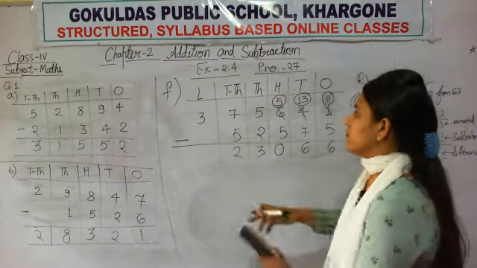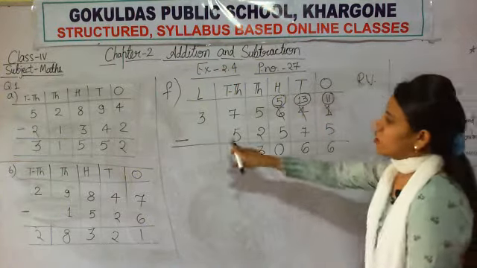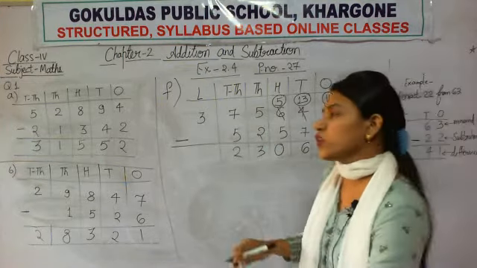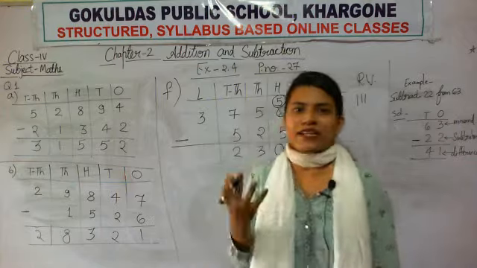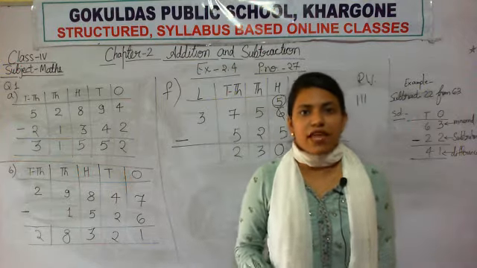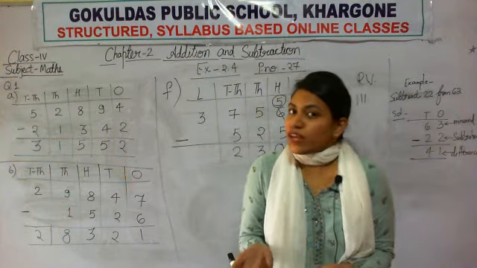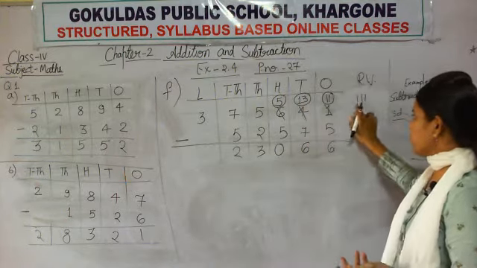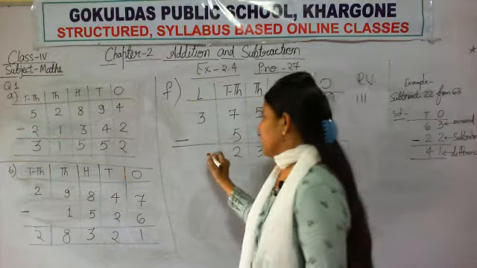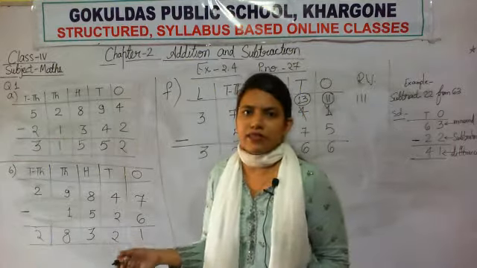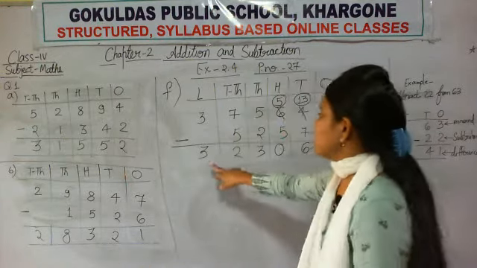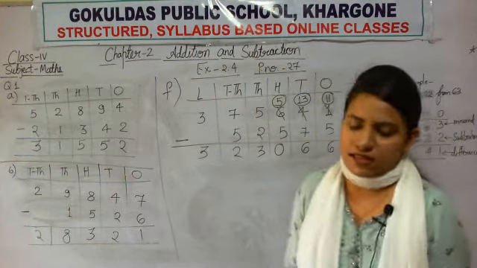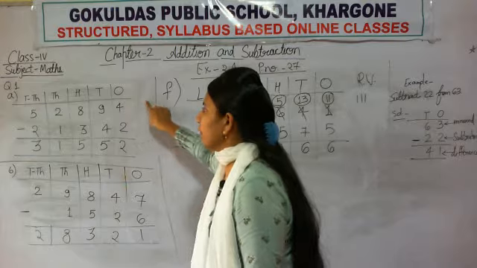Now next column. How many sticks will you draw? Your number is 3. Your digit is 3. So draw 3 sticks. Now you see that no digit is here. Then what will you do? You will remove nothing. 3 minus nothing. So if you remove nothing, what will remain? 3 as it is, right? So your answer is 3,23,066.